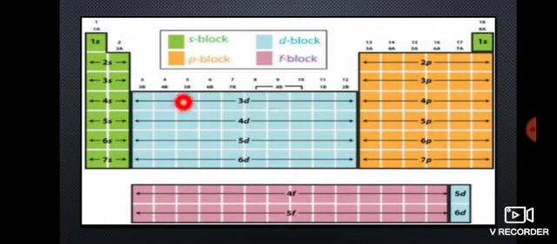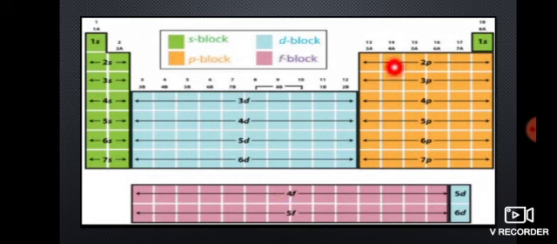It's based upon the fact that the K shell has only one subshell, so 1s, and the L shell has two subshells, so S and P, which we write as 2s and 2p. The M shell contains three subshells, so 3s, 3p, and also 3d. And the N shell contains four subshells, so we write 4s, 4p, 4d, and 4f also.